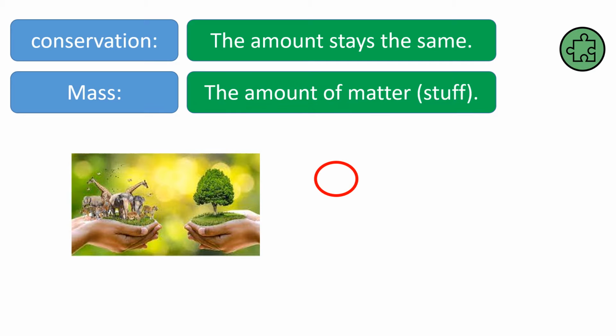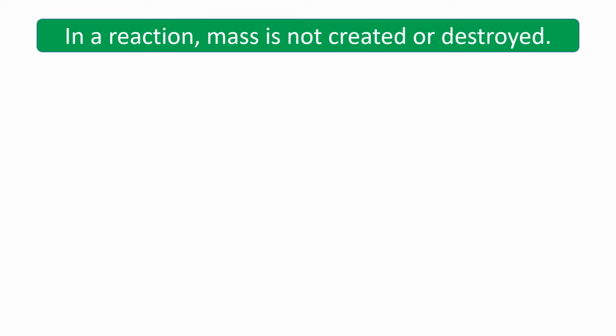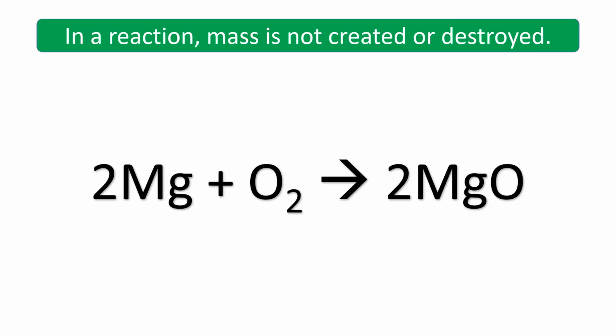And mass, well, when we think of mass, we think about the amount of matter or the amount of stuff that we have. And in chemistry, we're looking really at atomic mass or the atomic masses in a reaction. We're keeping the masses on the reactant side the same as the masses on the product side. So the law of conservation of mass states that in a reaction, mass is not created or destroyed, so it must stay the same. Let's have a look at an example here.